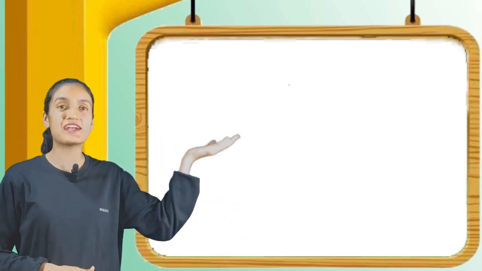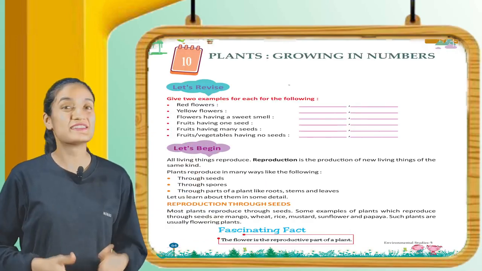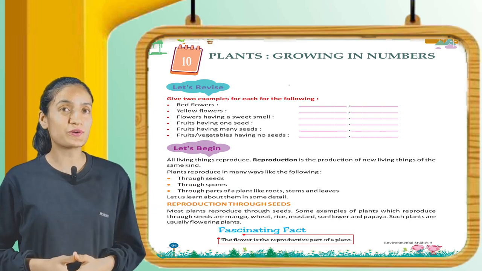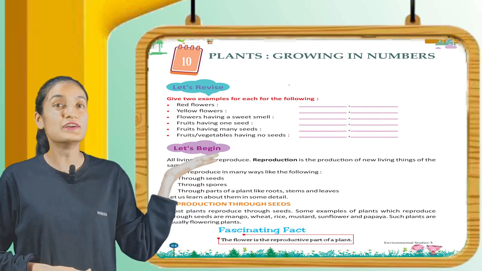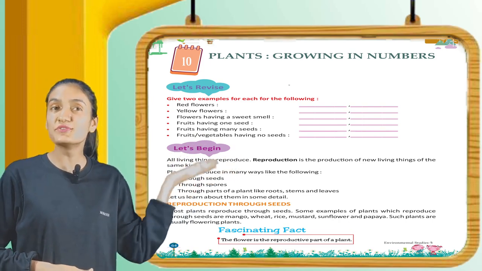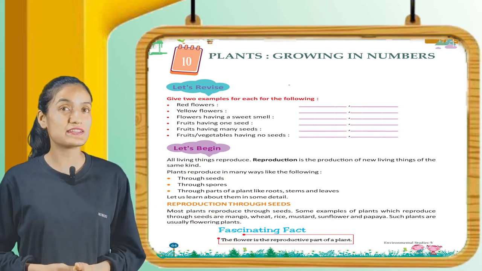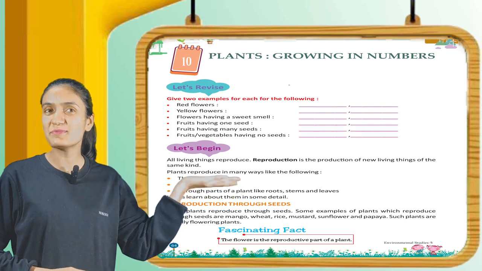Today we are going to start chapter number 10, that is plants growing in numbers. So let's revise. Give two examples for each of the following: red flowers, yellow flowers, flowers having a sweet smell, fruits having one seed, fruits having many seeds, fruits and vegetables having no seeds. So you have to give two examples of each. Now it's time to begin.